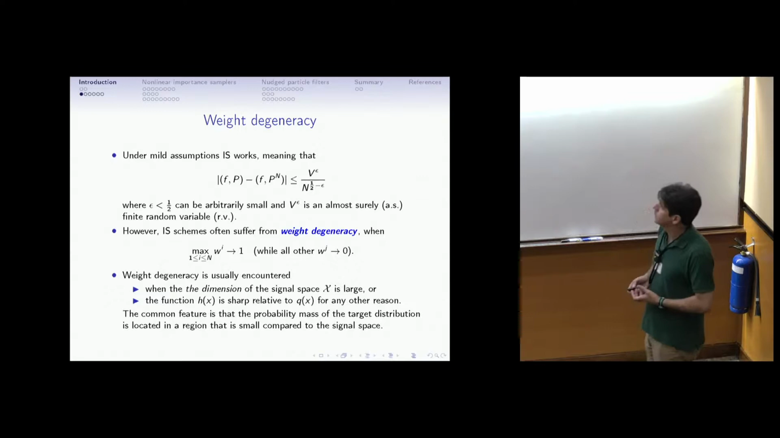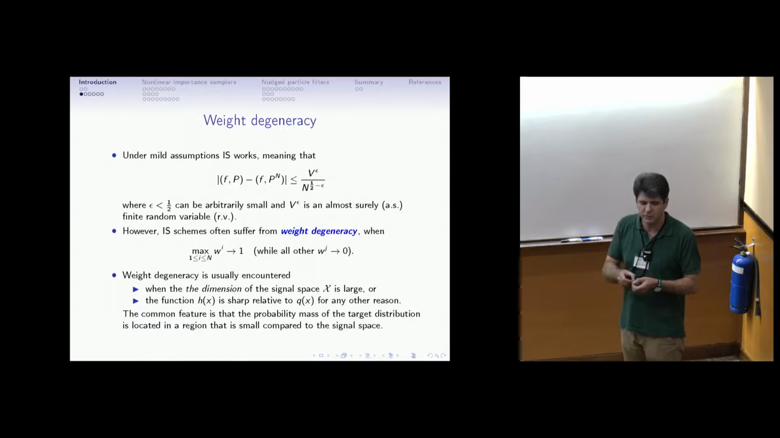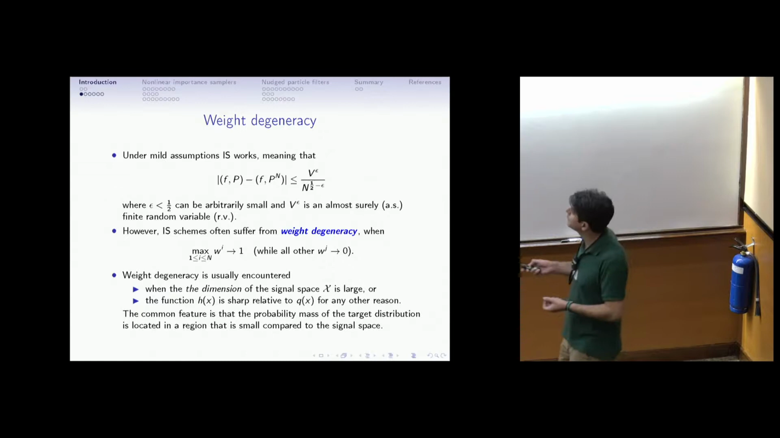But it doesn't have to be the dimension. If, for example, you simply have a target PDF such that in a fixed dimension, by changing some parameter like a variance, it becomes narrower and narrower, so the probability tends to concentrate more and more in a small region compared to the complete state space, you actually have the same phenomenon. And I will show you with an example.